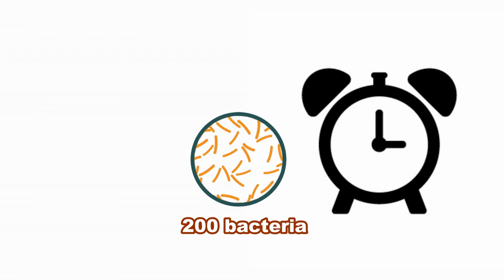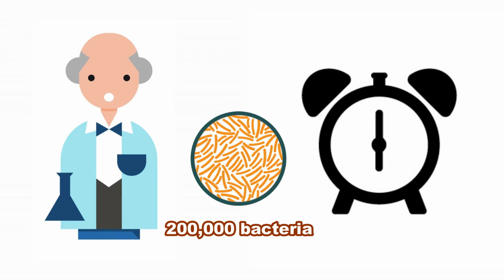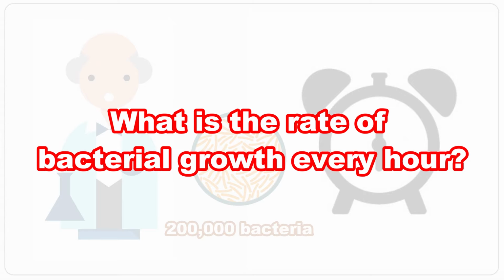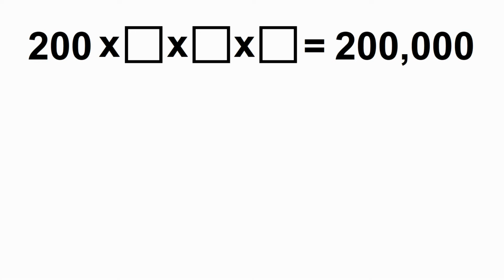Anyway, so you leave the dish alone and you come back after 3 more hours, so now it's been 5 hours altogether. And now you take a look and there's 200,000 bacteria in the dish. Now, say you wanted to find out, for the purpose of your experiment, what is the rate of bacterial growth every hour? Well, we know that in 3 hours, the bacteria multiplied by 1,000, but we're looking for an hourly growth factor. 200 times blank times blank times blank equals 200,000.